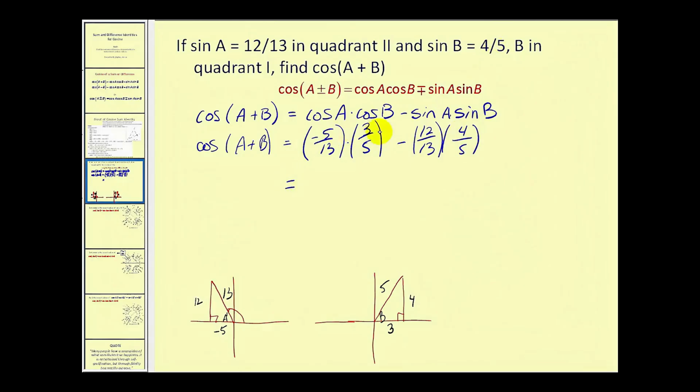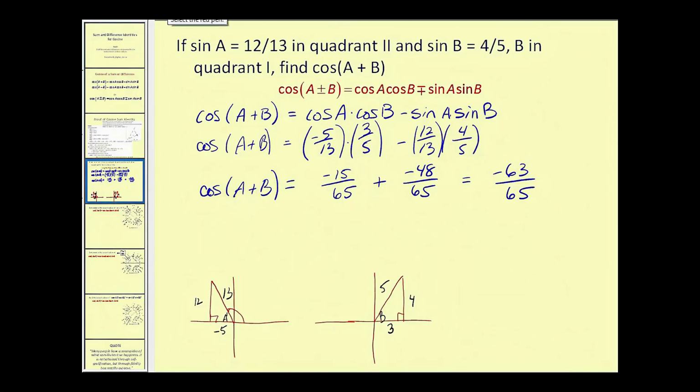This product would be -15/65 plus -48/65, which gives us -63/65 for the cosine of angle A plus B. And this is what we were trying to find, so let's go ahead and state it one more time. Cosine of A plus B is equal to -63/65.